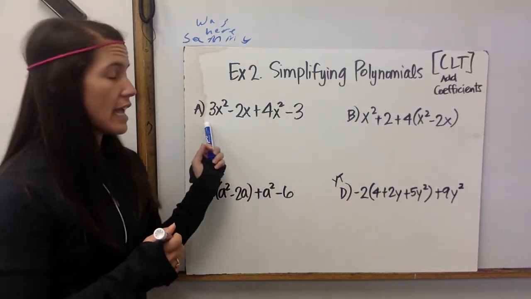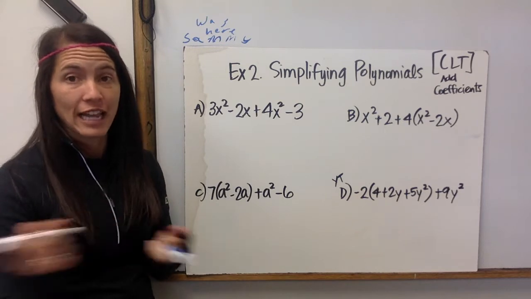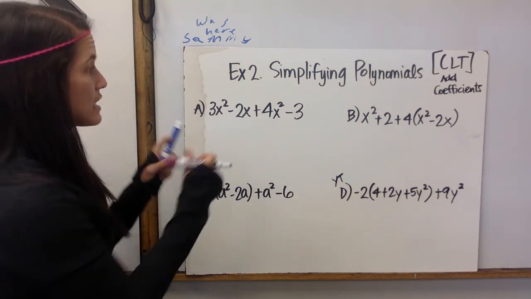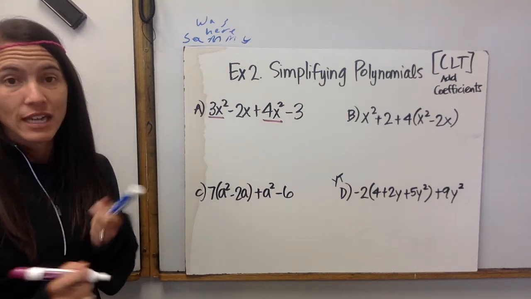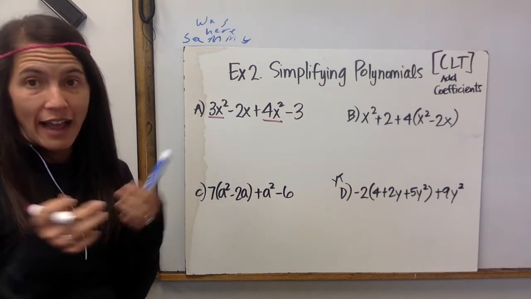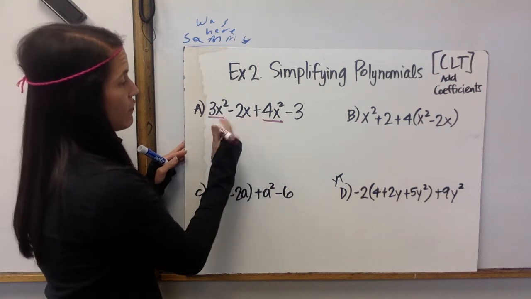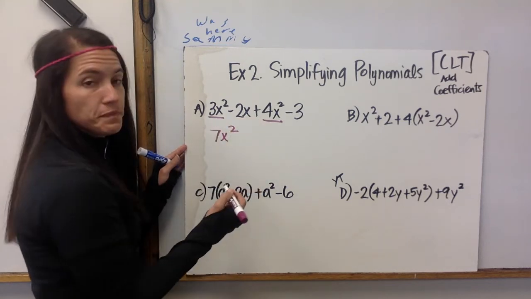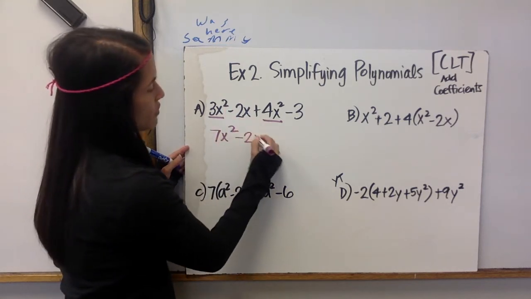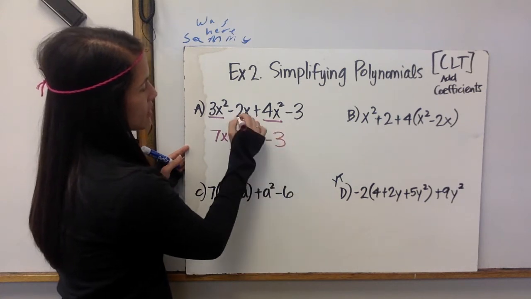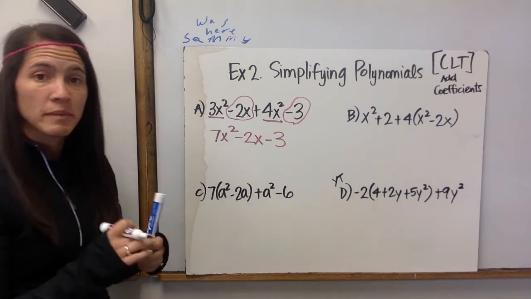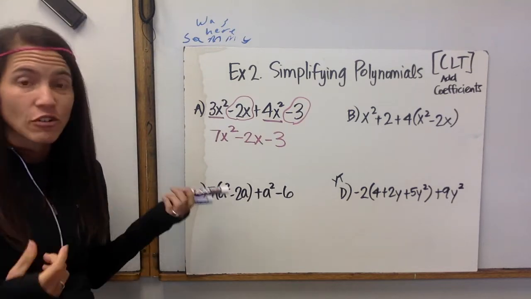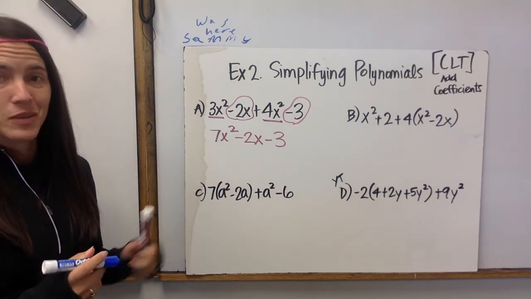So in example A, we need to first find like terms, and I can see that these are like terms because they both have an x squared. And if they're like terms, then we're just going to add the coefficients. 3 and 4 would be 7x squared minus 2x and then minus 3. So I kept the minus with the term, and it's already in standard form, so I'm done. I don't need to do anything else with that one.